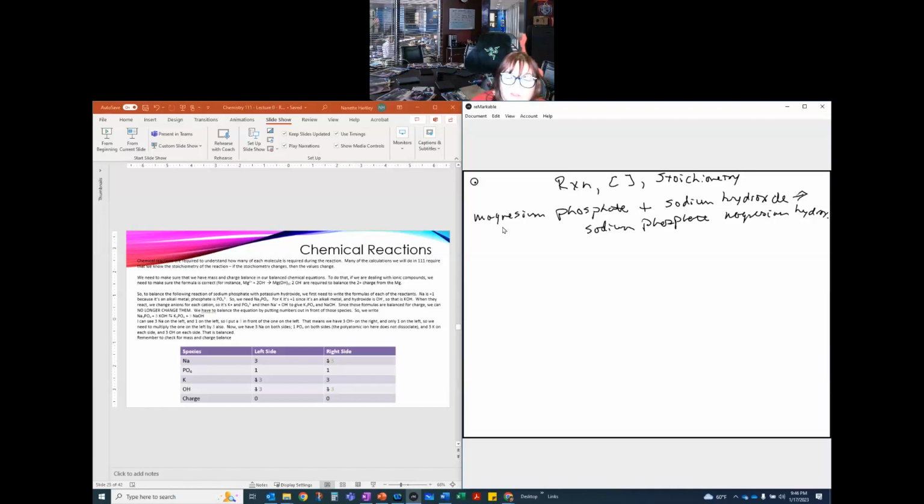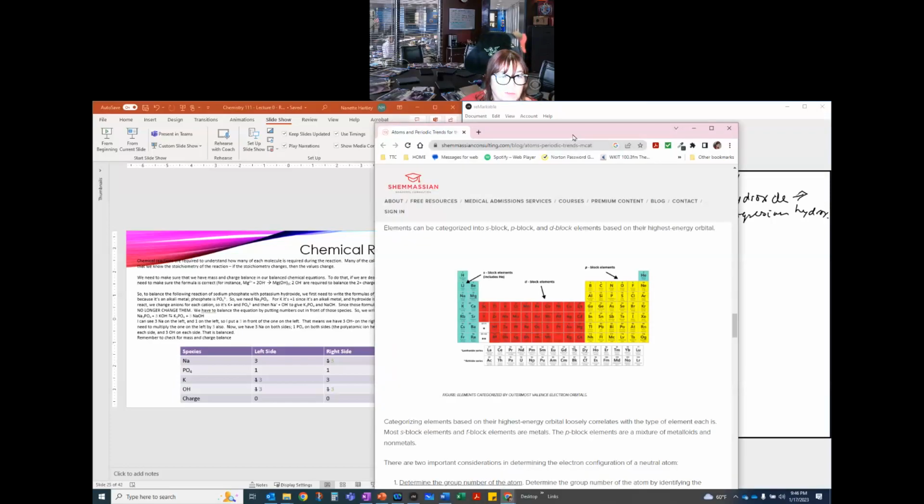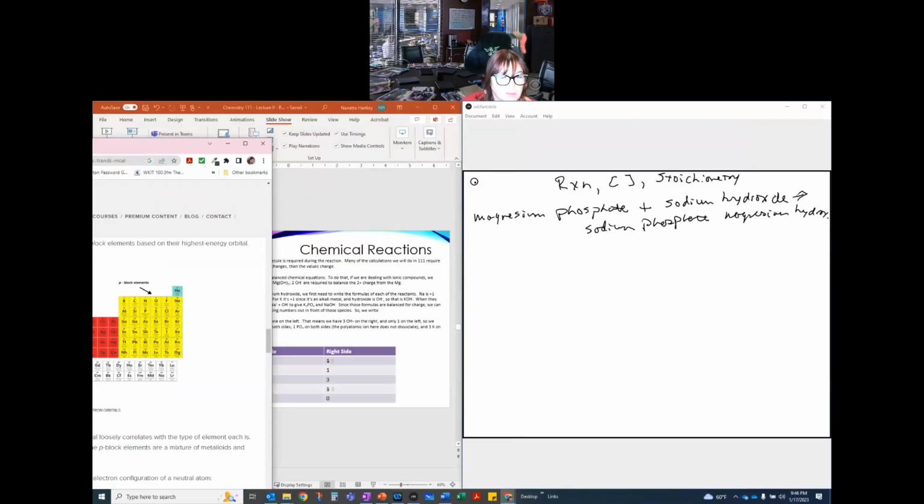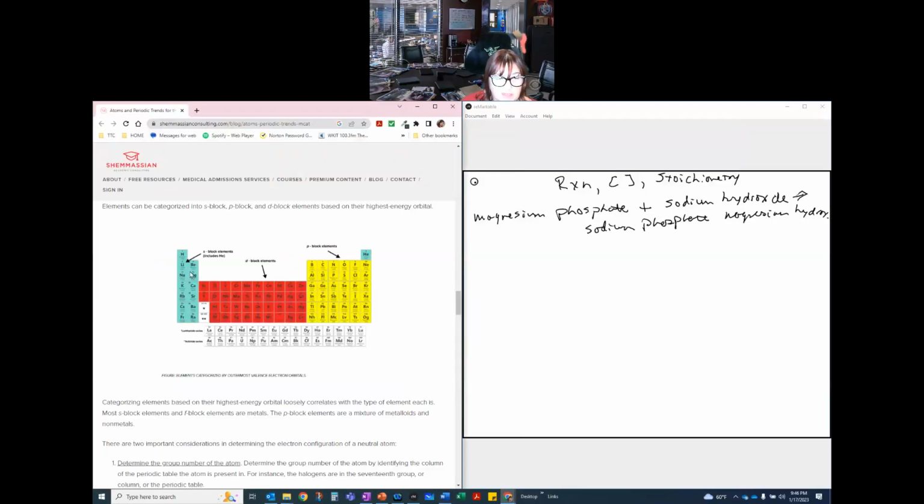Okay, so magnesium phosphate. Now, let's look at magnesium. Where did I put the thing? Hold on, I'm missing my periodic table. Okay, so magnesium. And I'm going to pull this over here because we're working on our piece of paper. So magnesium is right here. He's an alkaline earth metal. So I would expect him to have a 2+ charge. So it's an Mg2+.